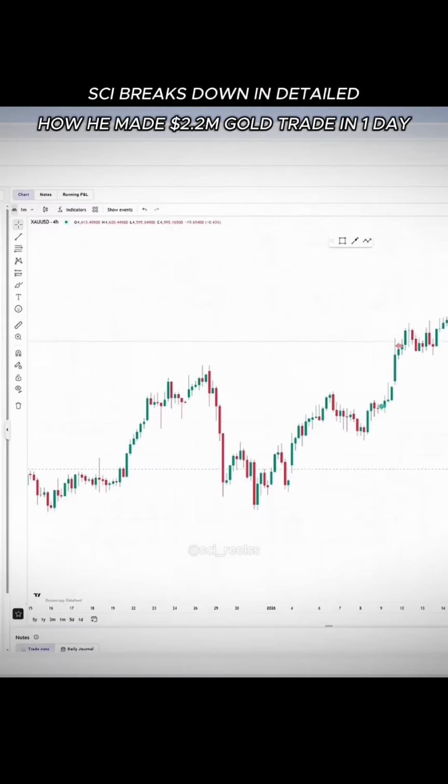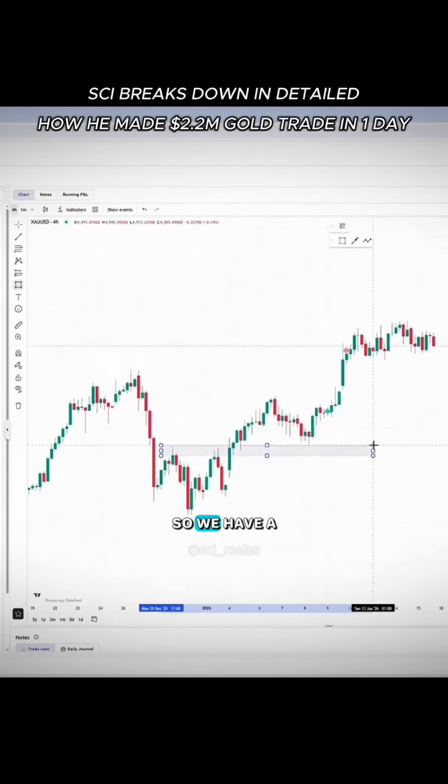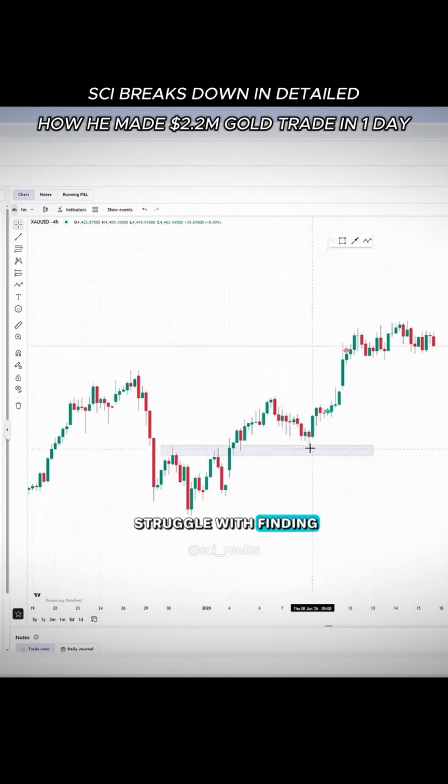Let's break down this trade. As you can see, we ended up making those highs, right? So we have a new high in the market, price makes a new high, there's a correction. Remember, indication, correction, continuation. Most people say they struggle with finding when the correction is over.